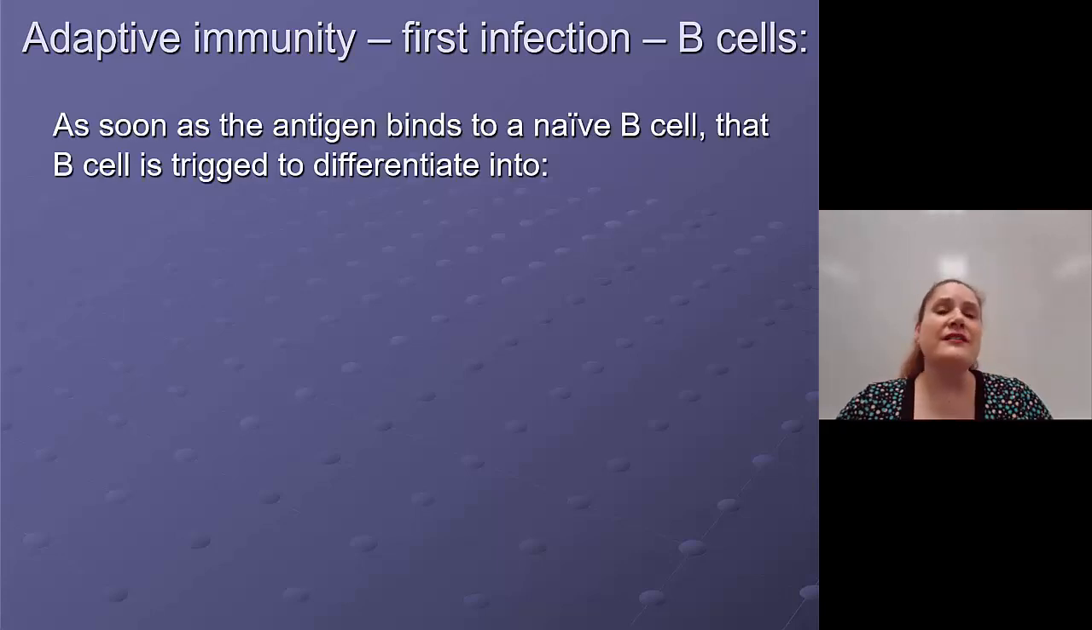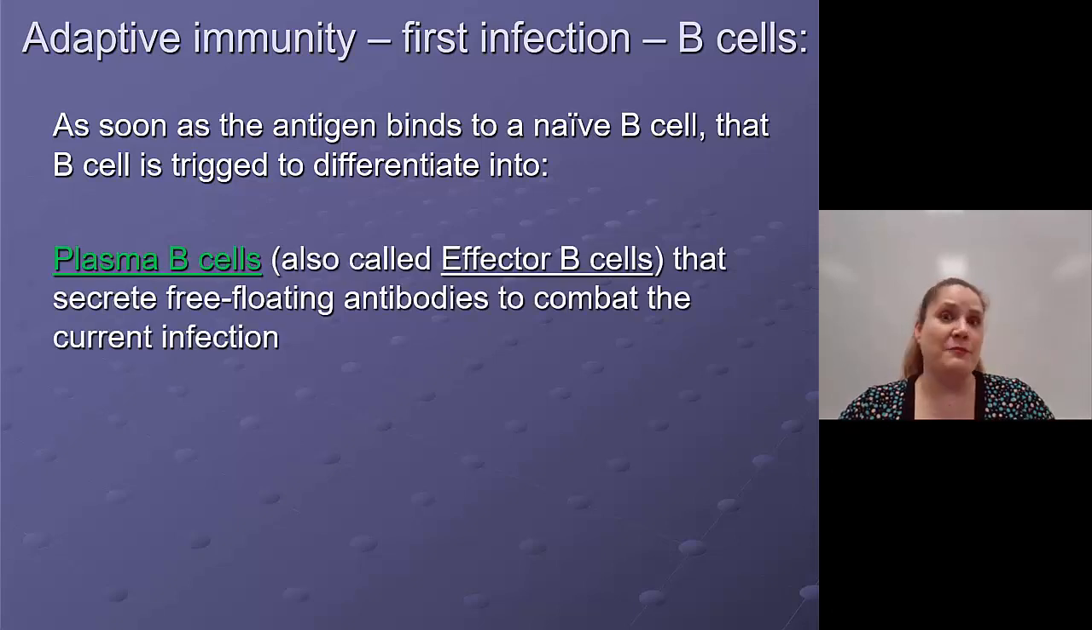As soon as the antigen binds to a naive B cell, that B cell gets triggered and differentiates. It's going to differentiate into two different types of B cells. Plasma B cells, which are sometimes called effector B cells, but I call them plasma B cells. Those plasma B cells secrete free-floating antibodies, those are the bullets I was talking about, that are going to combat the current infection.